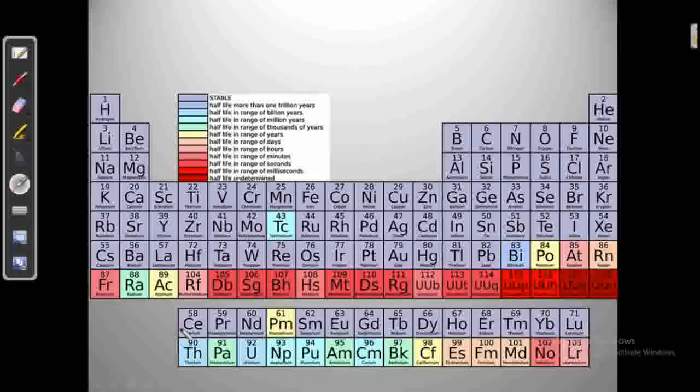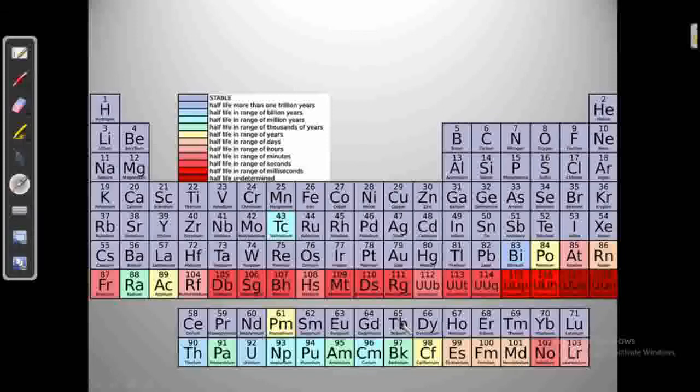Lanthanides are also known as rare earth elements. These also come under the transition elements, but as a separate group, since they have their own different properties, and some other properties are also there. So these are taken outside and named as lanthanides and actinides.